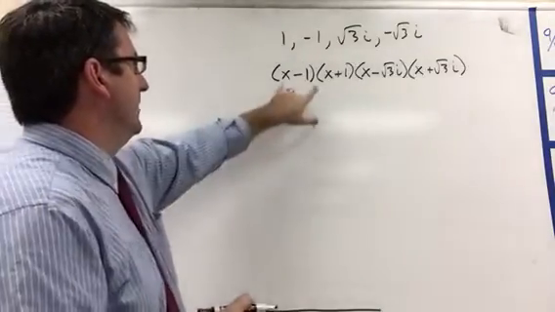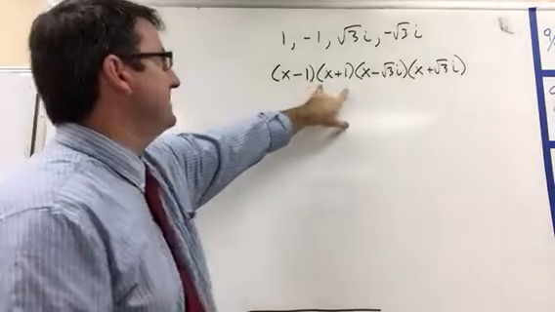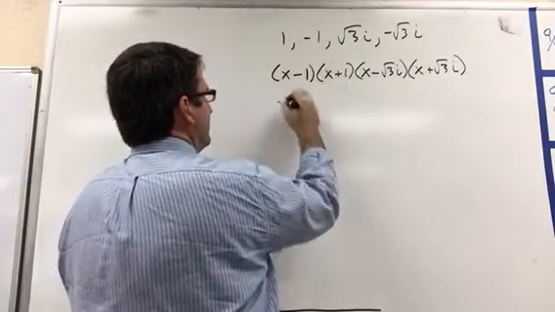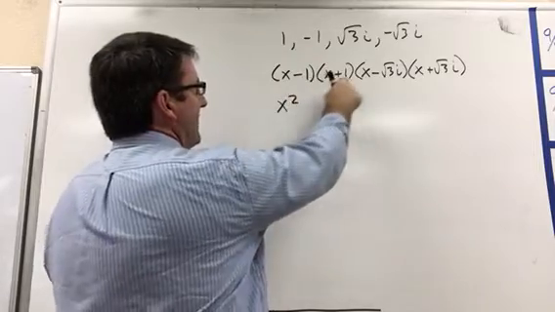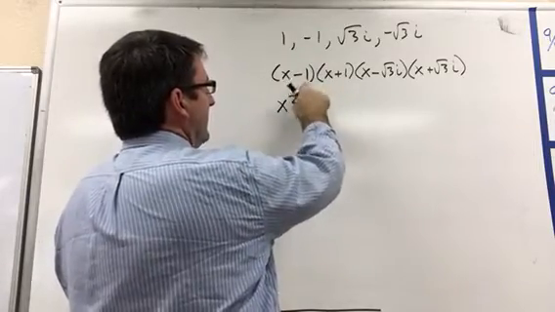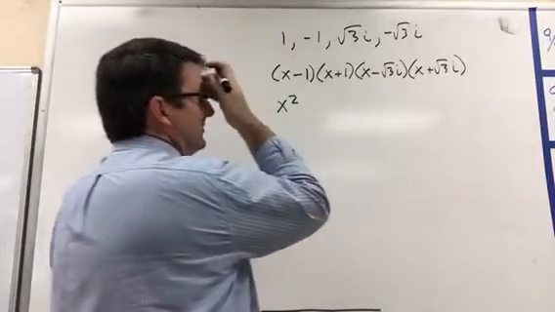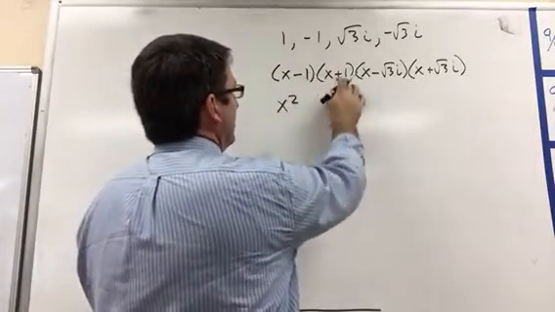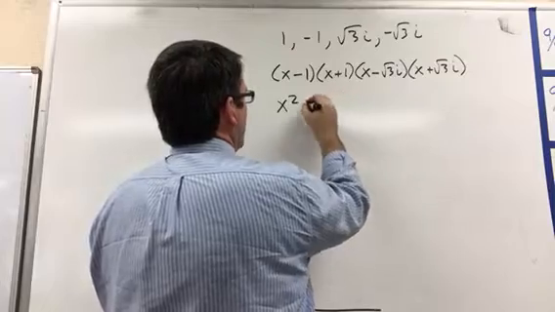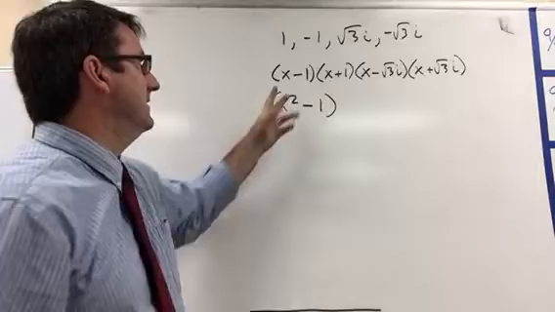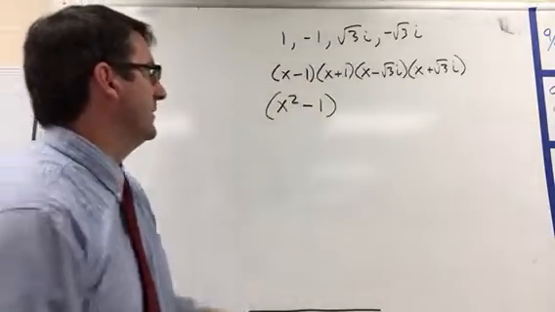Okay, so we're going to get x plus 1 times x minus 1. We FOIL that, we get x times x is x squared. X times 1 is x. -1 times x is negative x. So those are just going to subtract to 0. And then -1 times positive 1 is -1. So this FOILs to just x squared minus 1.